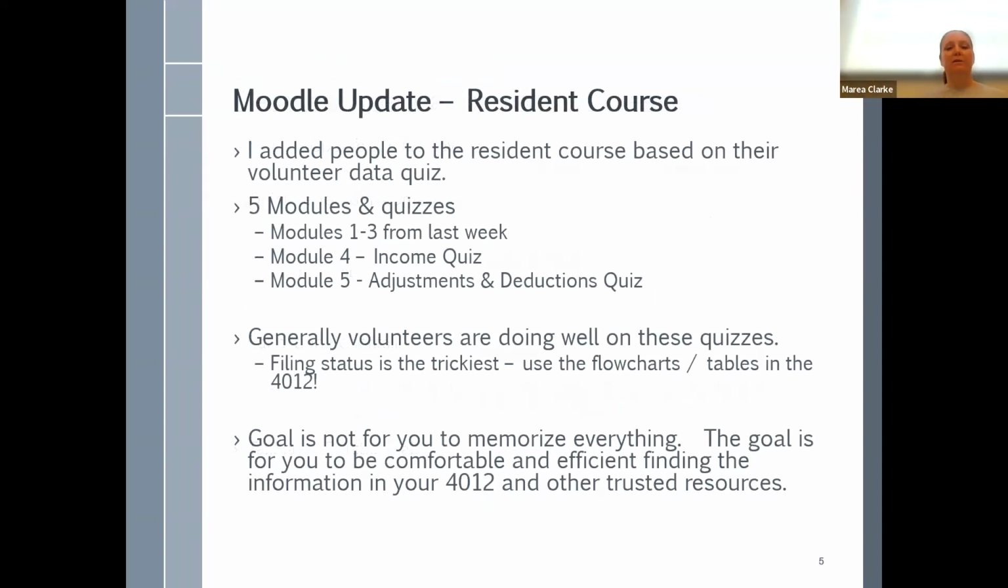Okay, so a couple things on the resident course. I do add people to the resident course based on their volunteer data questionnaire. It's not really a quiz. We've got 5 modules that should be done so far. They're all essentially quizzes, no real assignments yet. I would say generally most people are doing well on them.